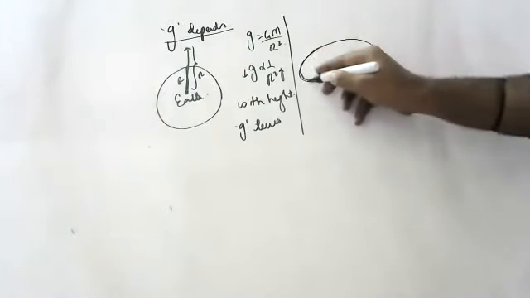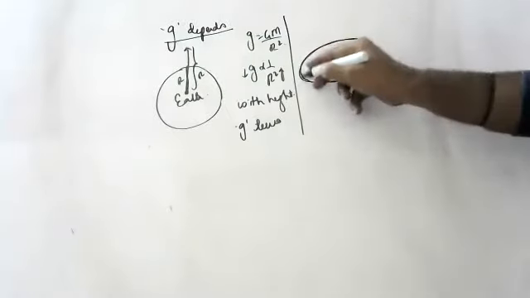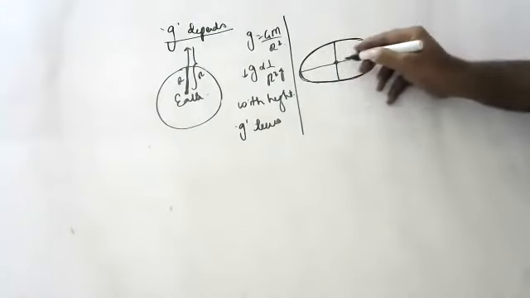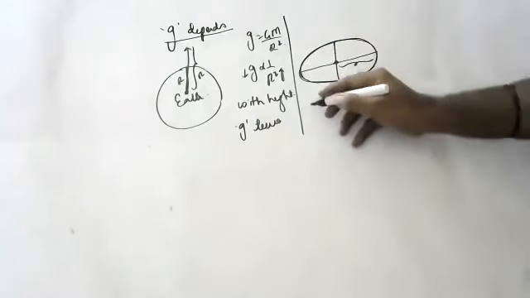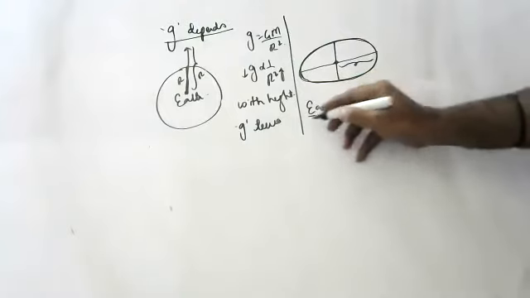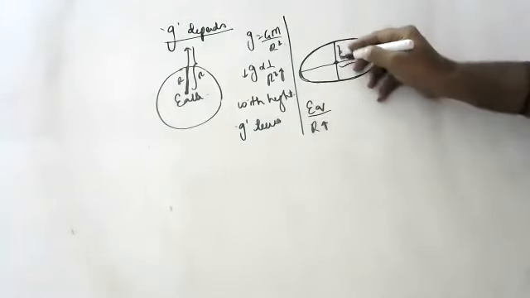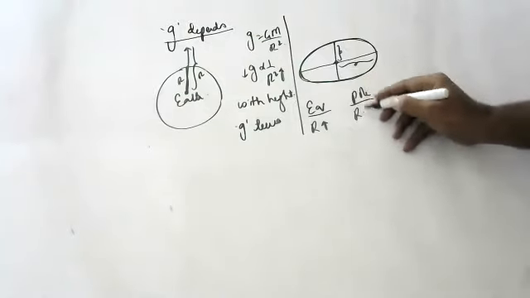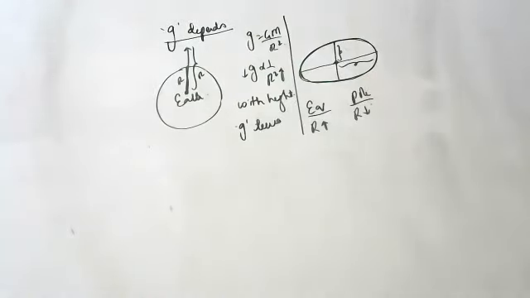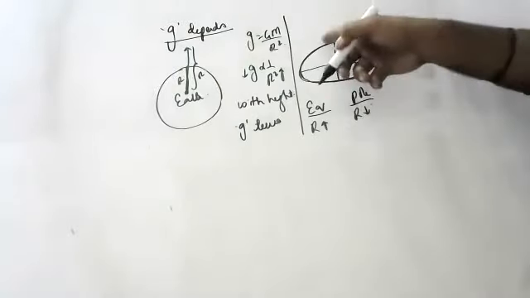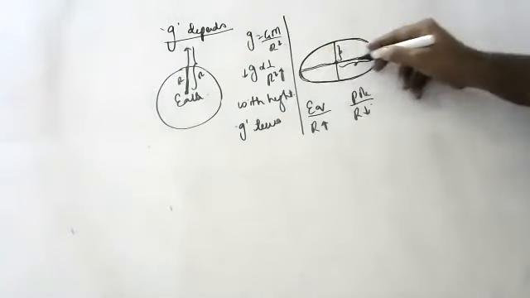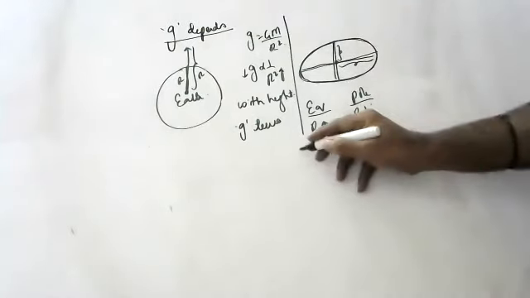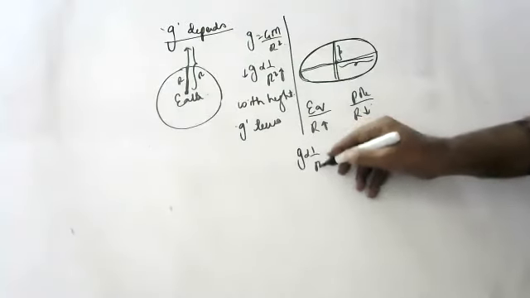Please see here, children. Earth is not a perfect sphere. Somewhat it is present like this. If you see here, this equatorial radius is a little bit more. At the equator, radius is more. At the poles, radius is less. Try to understand, Earth is not a perfect sphere. It is bulged at the equator and just flattened at the poles. So equatorial radius is more. Polar radius is less.